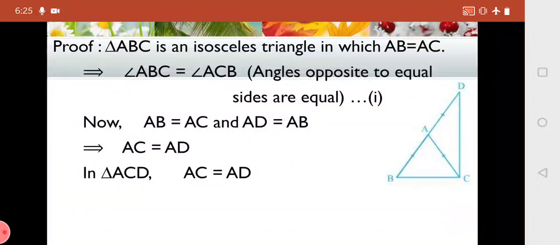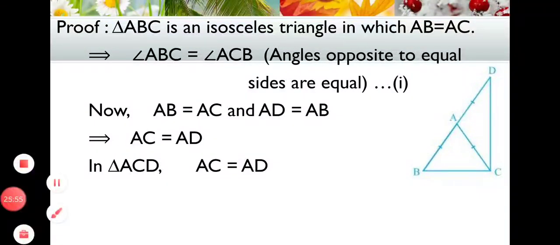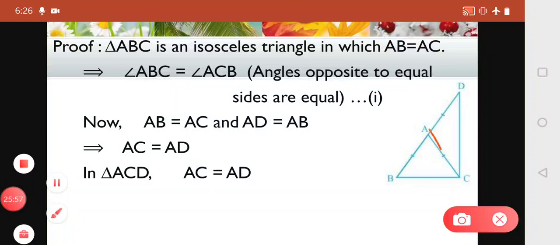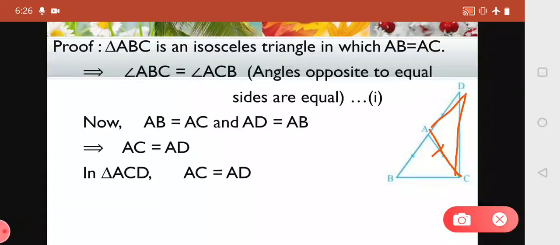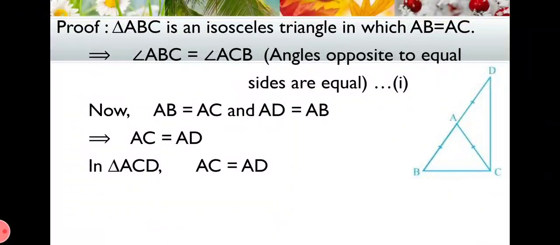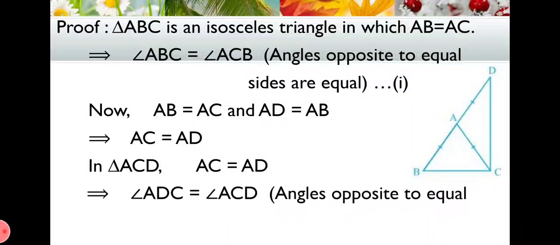Now in triangle ACD, this is our triangle ACD, where AC equal to AD. So again we will get angle ACD equal to angle ADC according to theorem 7.2, that is angles opposite to equal sides are equal. Implies that angle ADC equal to angle ACD. Angles opposite to equal sides are equal. Let it be number 2.